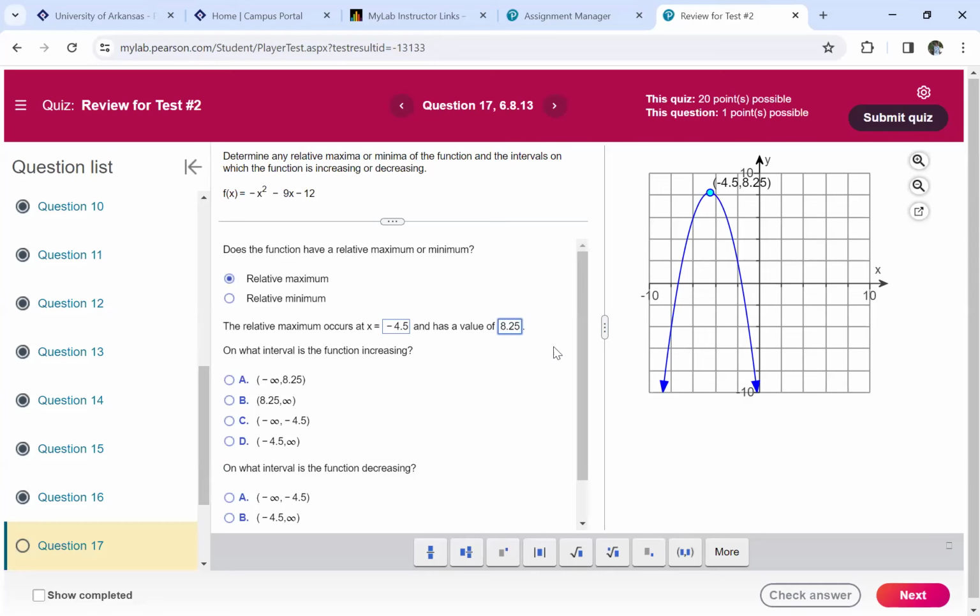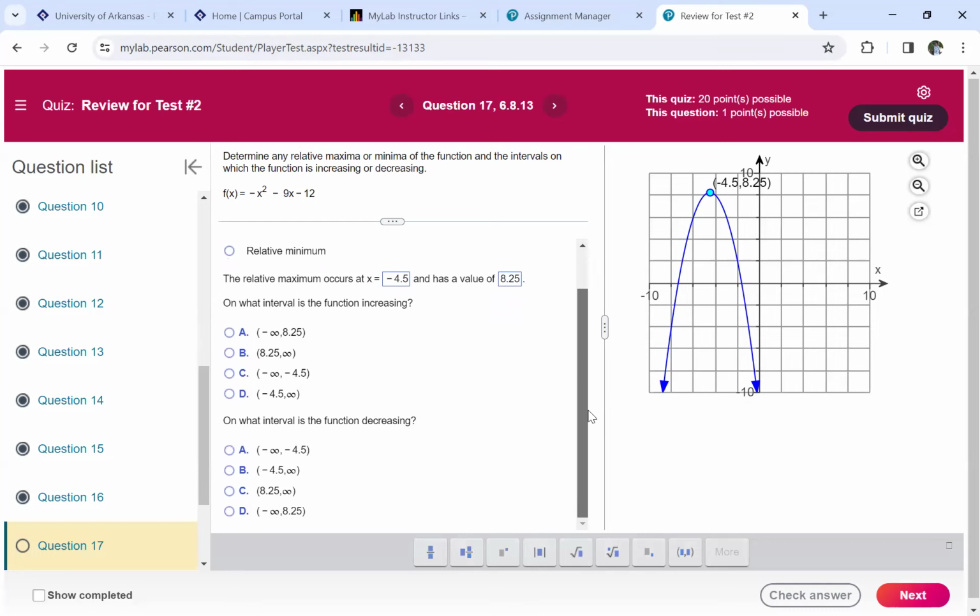So let's see how y'all do right here. On what interval is the function increasing? And y'all, although it's got an arrow going down, the left side of this graph is going uphill because you got to read them left to right. So that left side of that graph is increasing. But remember, when I look at increasing and decreasing, I'm looking at x values, not y values. A and B got y values. Those are gone. It's got to be C or D.